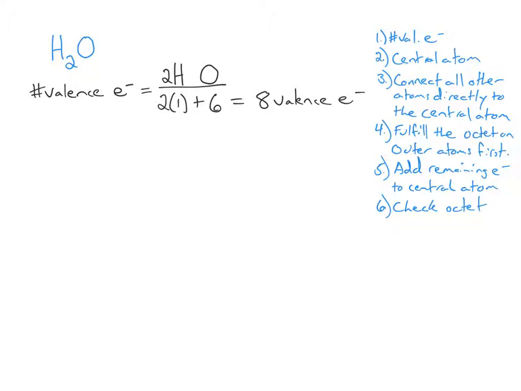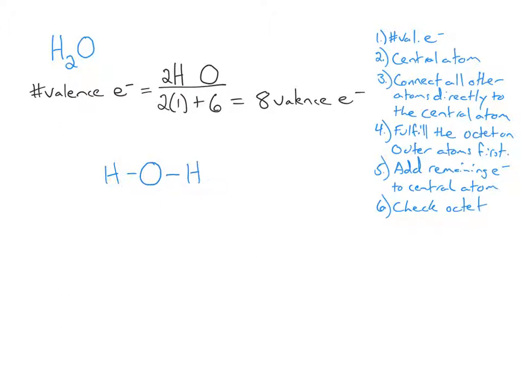The next rule is to pick out the central atom. We pick the least electronegative atom, so the one farthest to the left and farthest down. In this case, that would be oxygen. Hydrogen can never be the central atom, and it fulfills its octet with only 2 electrons versus everything else, which fulfills with 8. So we make oxygen our central atom. We connect all other atoms to that central atom, meaning the hydrogens are connected directly to that oxygen.